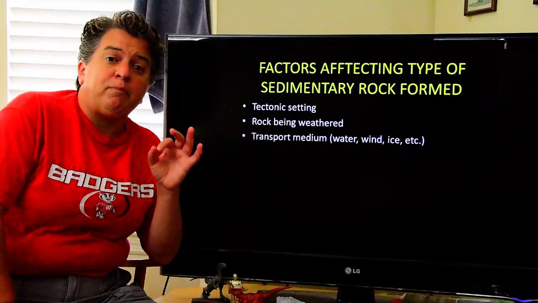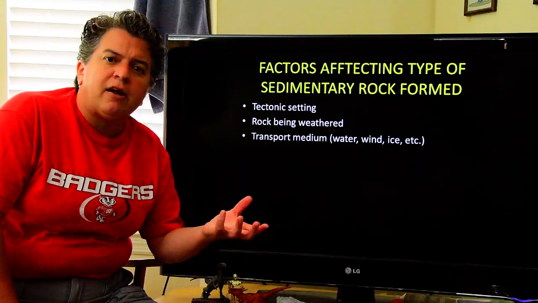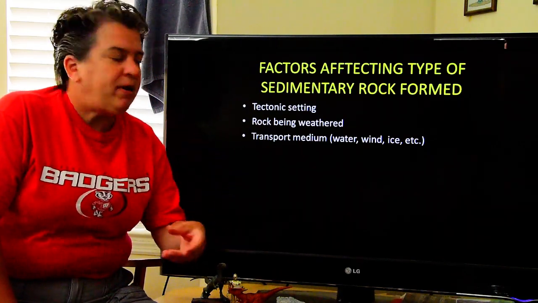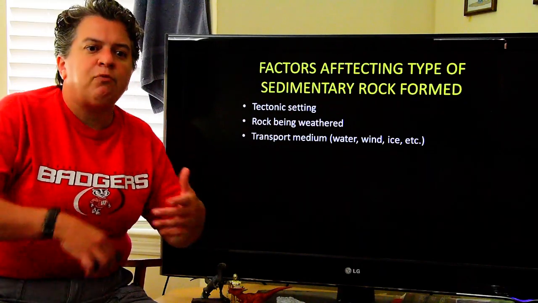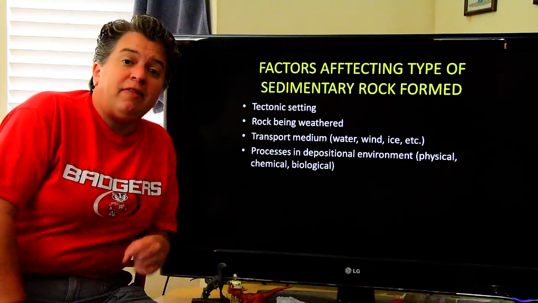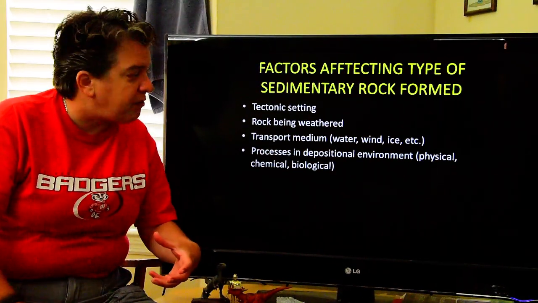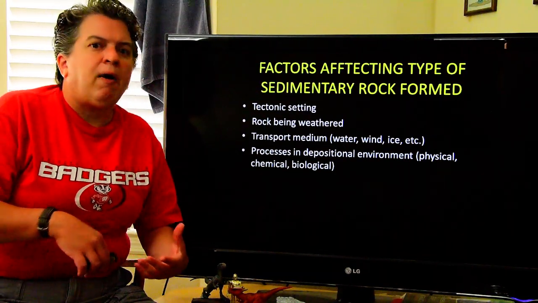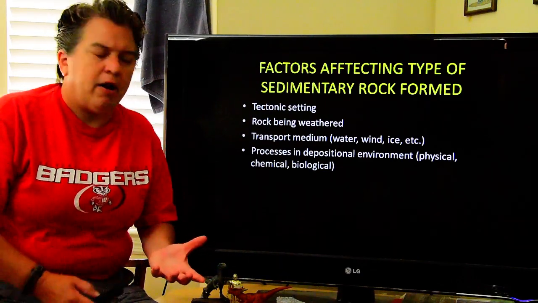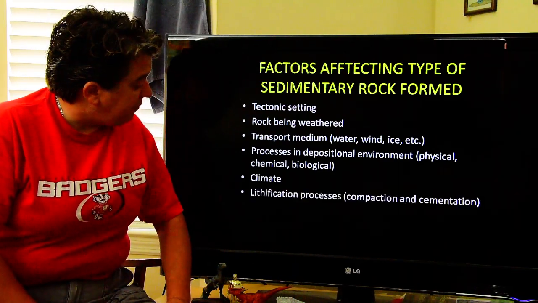The transport medium. This basically means what is picking up those particles of sediment and carrying them around. Is it water in a river? Is it along a beach? Is it wind? Is it ice? What is moving those things? What processes are happening in the depositional environment? So when that sediment gets dropped off somewhere, what kind of biology is acting in that area? What are the physical things going on there? What's the climate like where this rock happens to be forming?